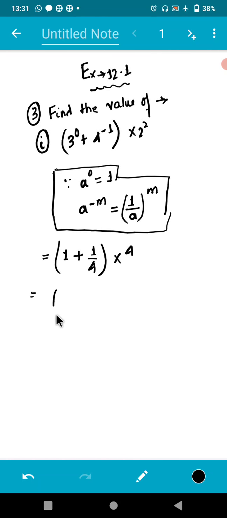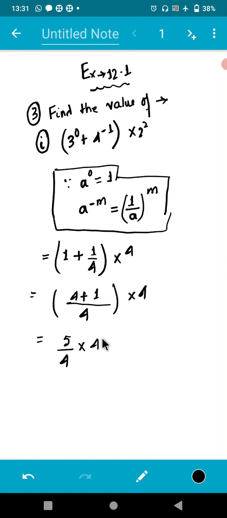Now let's solve this bracket. So we have to take the LCM 4. Now here we will have 4, and 4 divided by 4 is 1, so it will be 1 only. 4 plus 1 is 5, 5 by 4 into 4, and finally we have to reduce this to a number, so your required answer is 5. Okay, so this is the solution of sum number 1.